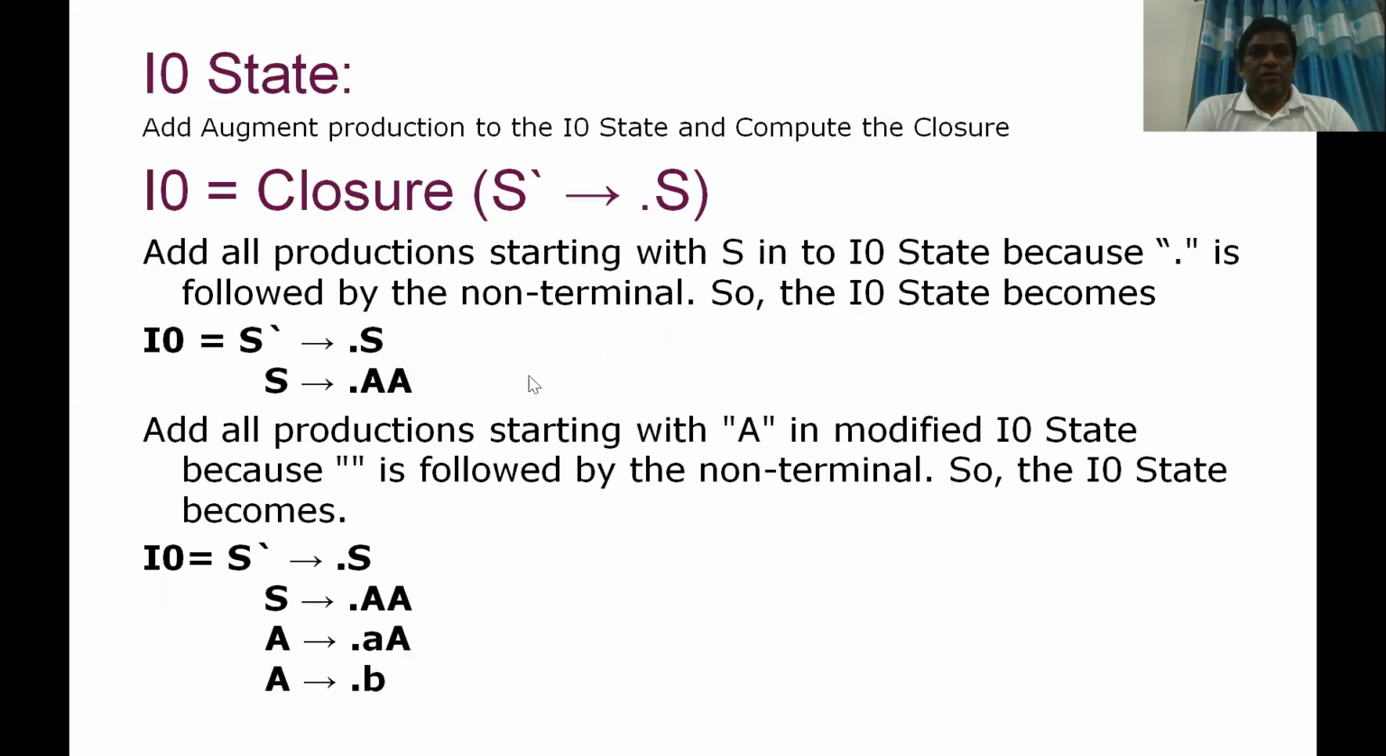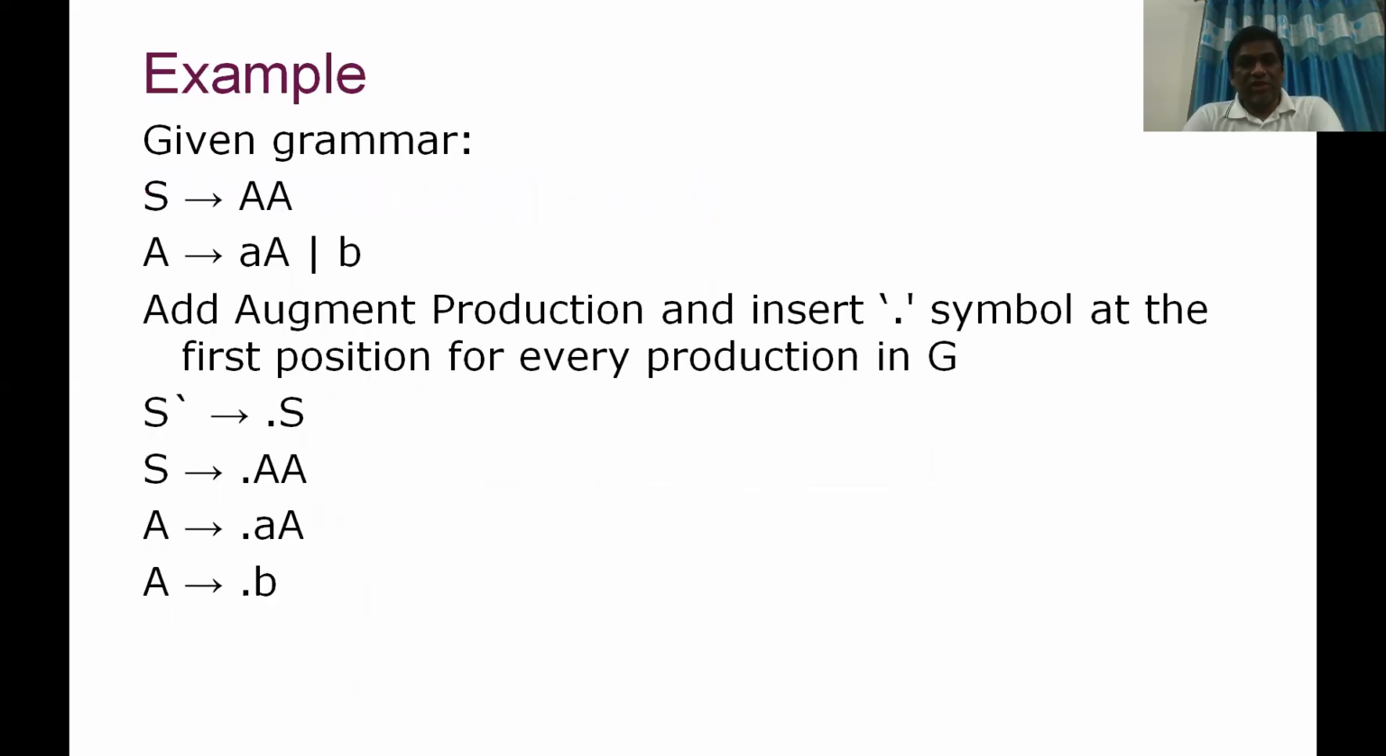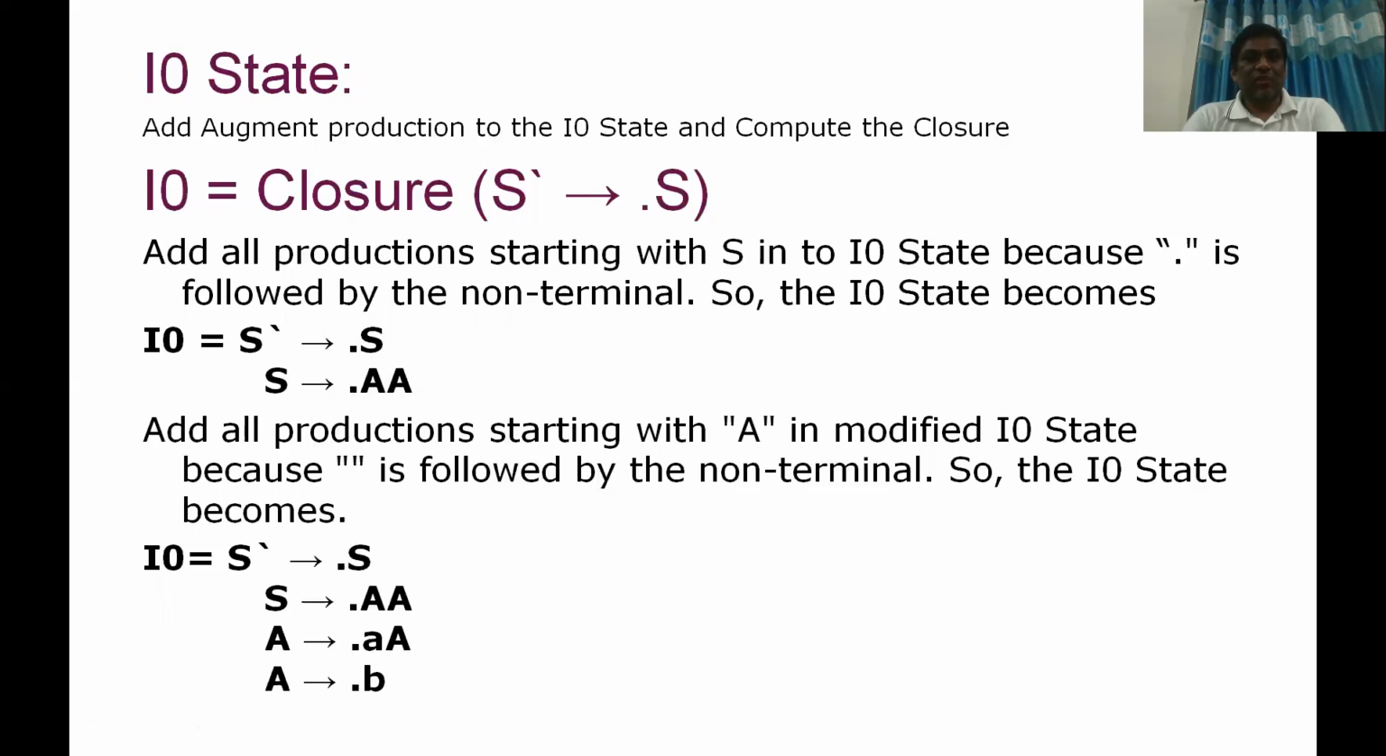Now the first state, I0 state. To produce I0 state, we need to find the closure of the first production. What is that first production? S' implies dot S. So this is the first production, the augmented production. Find the closure of this production so that you get I0 state. So I0 is equal to closure of the first production, S' implies dot S.